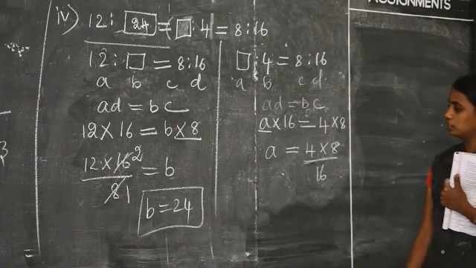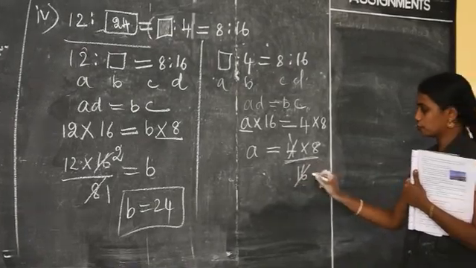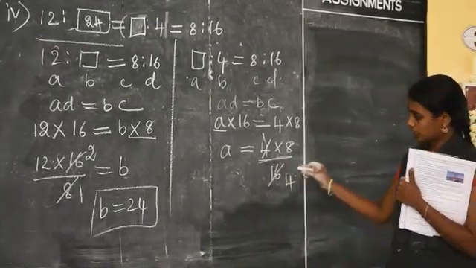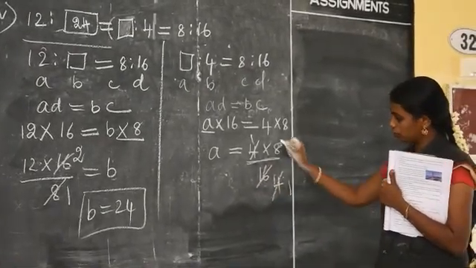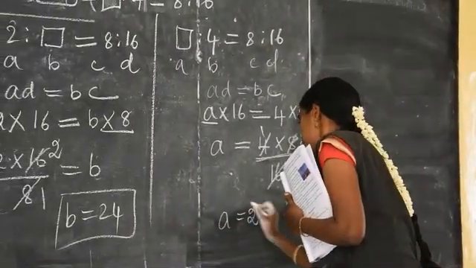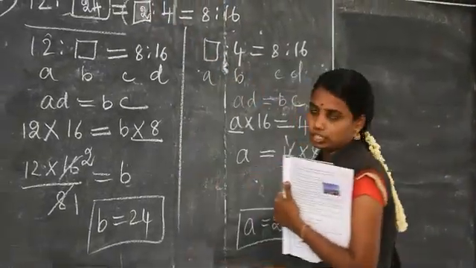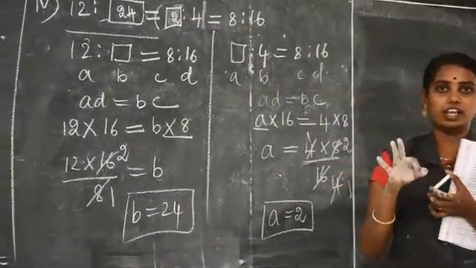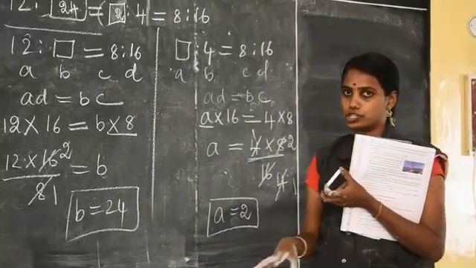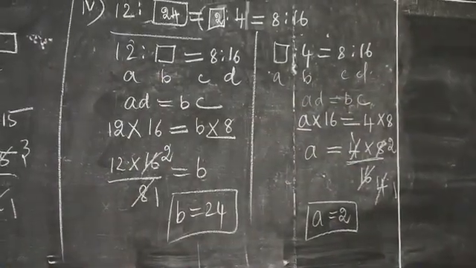Okay, division. Do you all know 4 table? 4 ones are 4. 4 fours are 16. Next again we can cancel. 4 ones are 4. 4 twos are 8. A value is 2. So here the answer is 2. Okay, clear? When you have 3 ratios, compare 2 ratios. Okay. Next, question number 2.